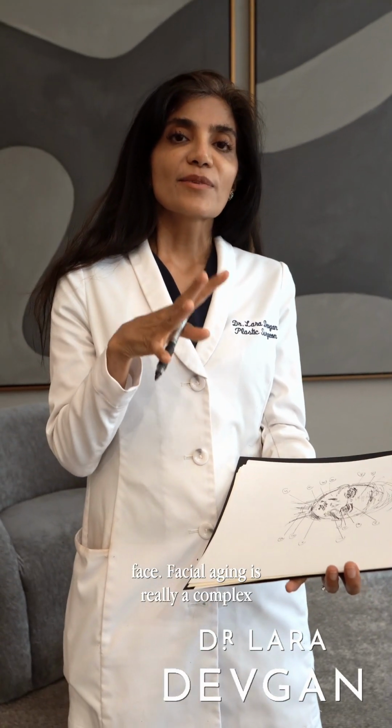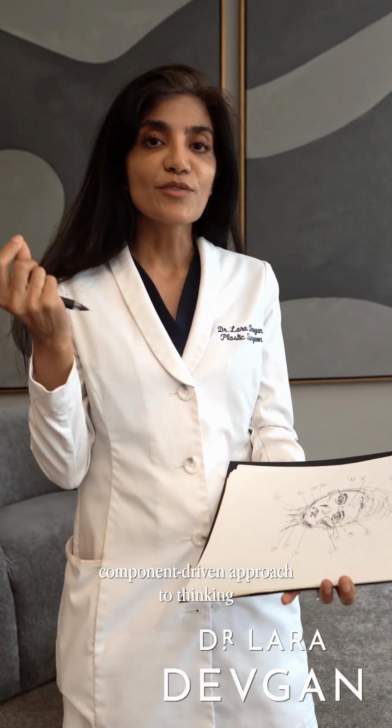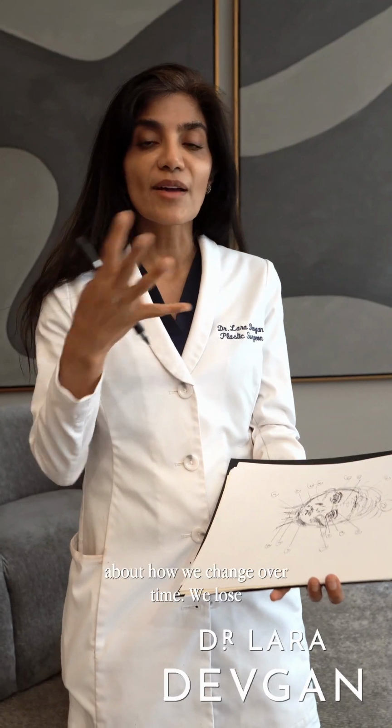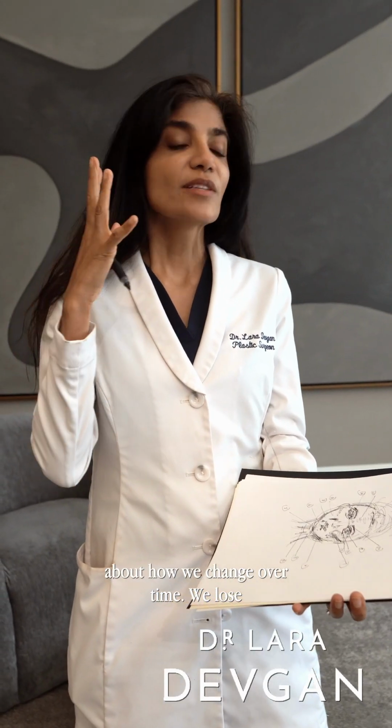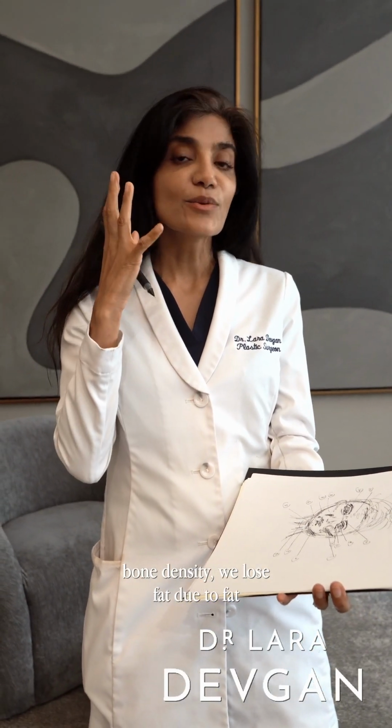Facial aging is really a complex, component-driven approach to thinking about how we change over time. We lose bone density, we lose fat due to fat atrophy, we see weakening of the muscles, we see laxity of the skin, and we see loss of collagen and elastin. So it's a multi-layered structure that's changing all together simultaneously but in different ways.